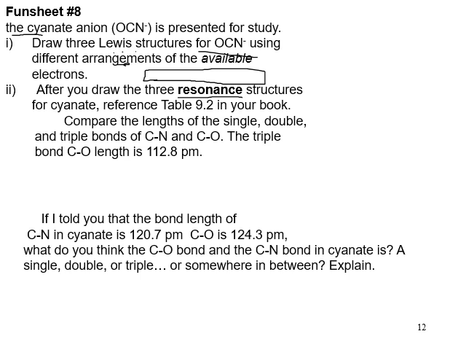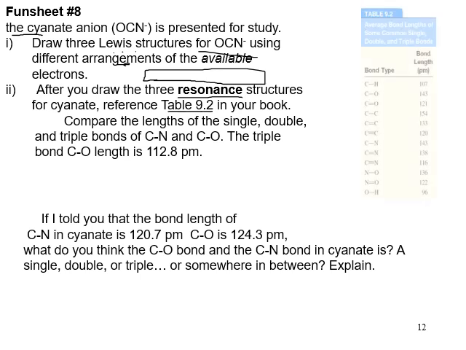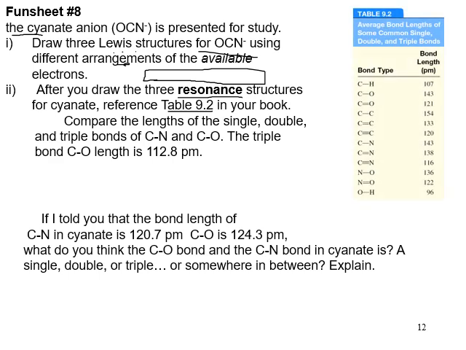After you draw them, reference table 9.2 in your book. Now, table 9.2 is bond length tables, and those bond lengths are indicative of the type of bond that's present between 2 atoms. So if you notice here, you have carbon-carbon single, carbon-carbon double, carbon-carbon triple. And as you go from single to double to triple, it gets shorter and shorter. That is because of the extra overlap that these electrons require in this triple bond. So these atoms would have to be closer.